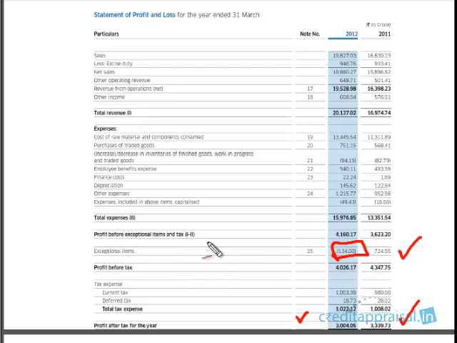So we want to see why this profit has come down, and it is actually because of this. Last year we had this one-time income of 724 crores. This year we didn't have it. Furthermore, we had some exceptional expense of 134 crores, due to which the profit has come down. So if you want to see what actually has happened, you can go to note number 25. So let us go to note number 25.